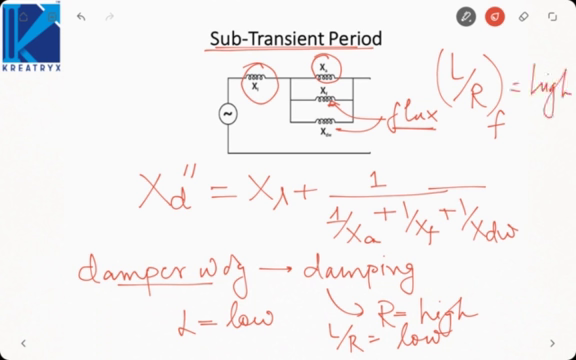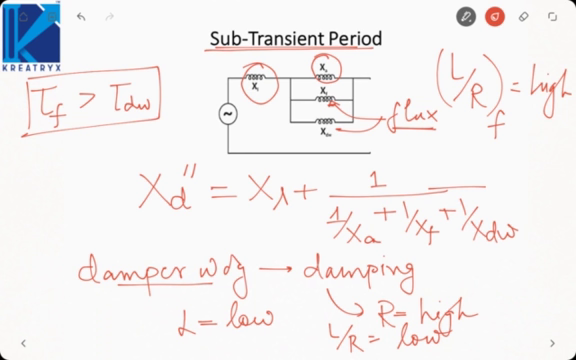That means the time constant of the field winding is always greater than the time constant of the damper winding, due to which current will decay slowly in the field winding as compared to the damper winding. Now, as I told you, flux cannot be changed instantaneously, so what will happen? Flux will gradually change. How will it change gradually?